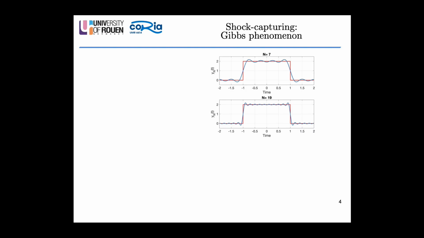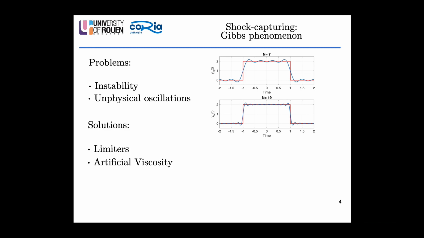It is quite well known that trying to interpolate a discontinuous signal using high-order polynomials gives rise to oscillations close to the discontinuity. This is commonly known as the Gibbs phenomenon. Of course, this can lead to stability issues, in particular if these signals represent physical quantities such as density or pressure. The oscillations can lead to negative values and to simulation breakdown. There are essentially two main ways to solve this issue: the use of limiters and the use of artificial viscosities.